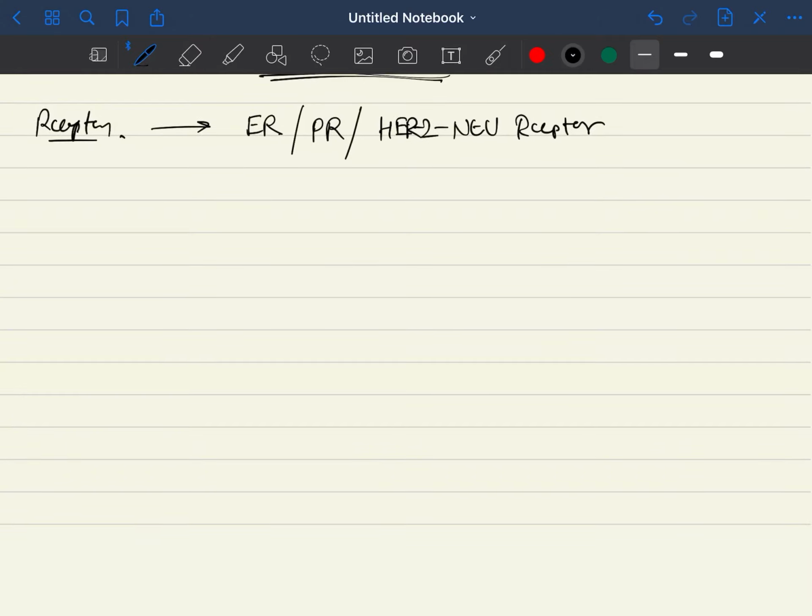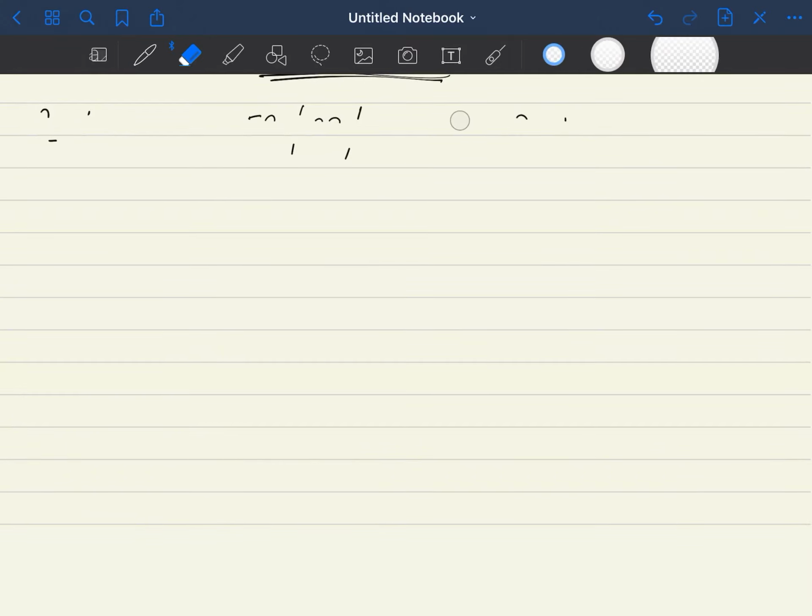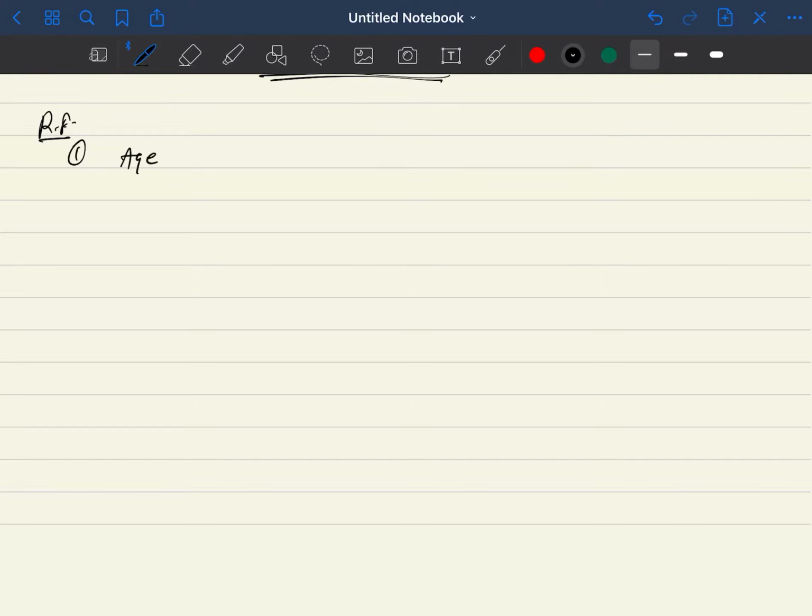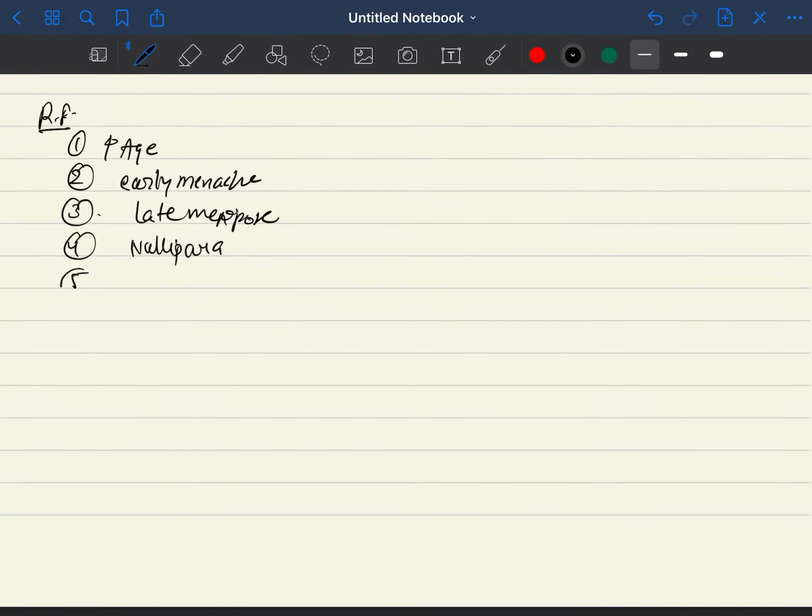Right. So what are the risk factors for the breast tumor? Okay, breast cancer. So the risk factors for breast cancer: the first one is age, obviously high age. Okay, early menarche. Don't worry guys, I will tell you a trick to remember this. The third one is late menopause. And the fourth one is nullipara. Alright, the fifth one is obesity.